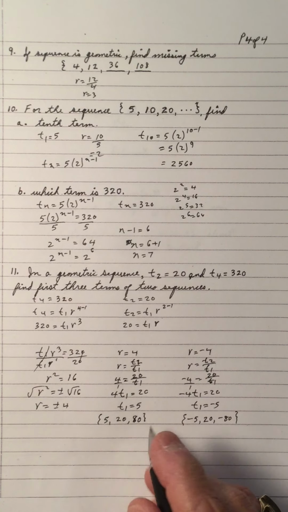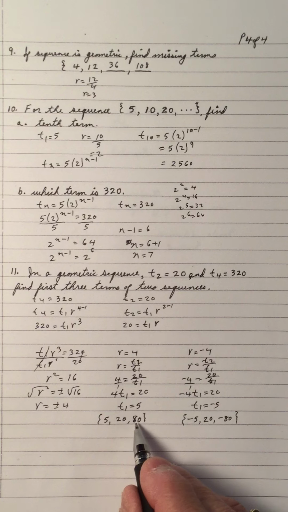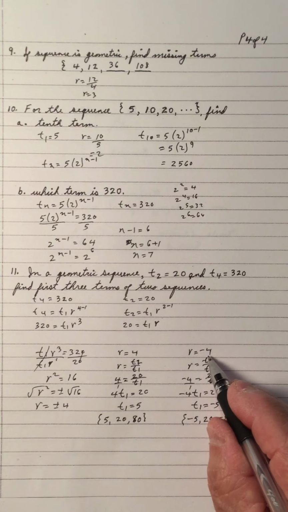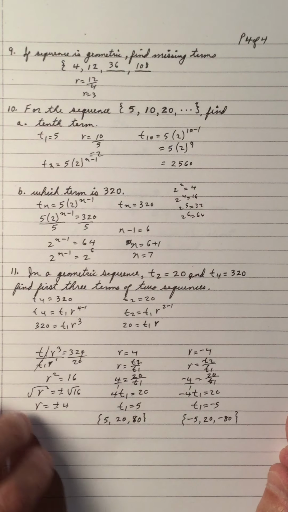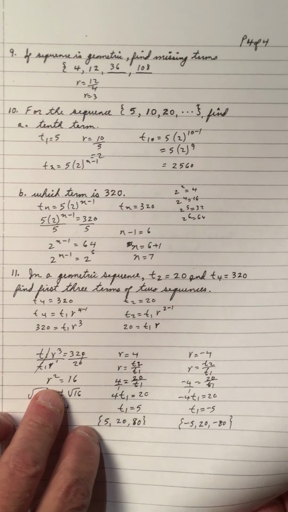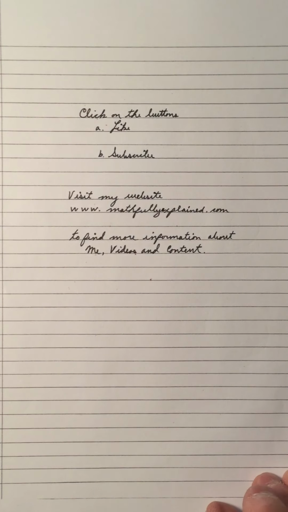And if you find your fourth term from the third term, multiply by 4. 4 times 80 is 320. If you take this one and multiply by negative 4, the ratio, you get 320. So it all works out. Just some extra problems to help you think with geometric sequences.